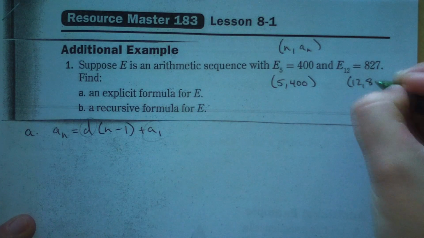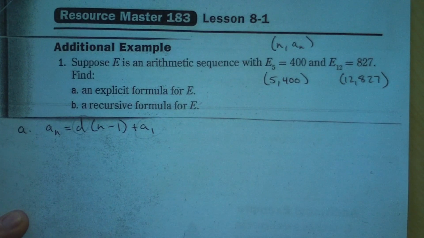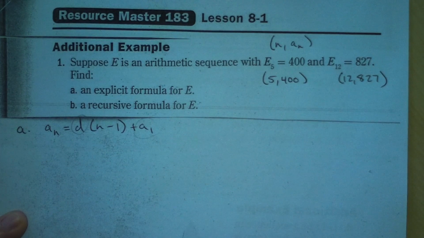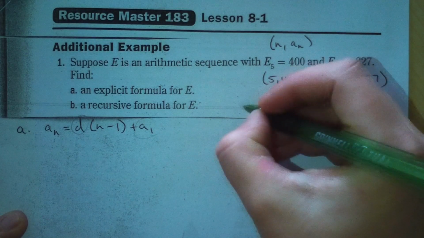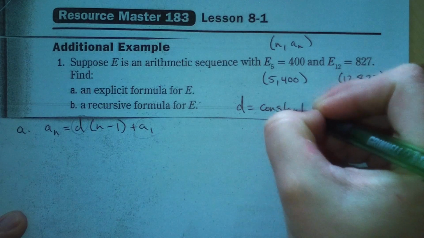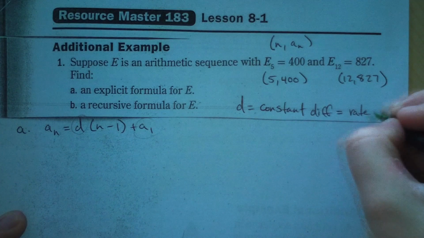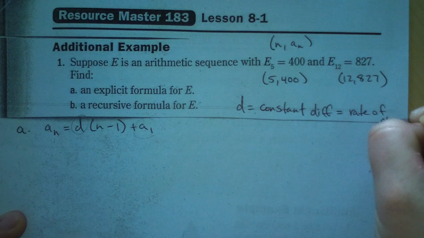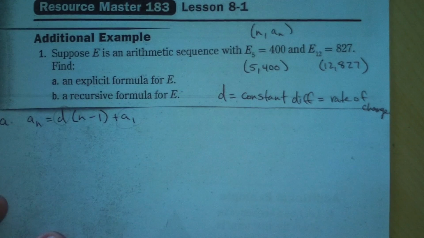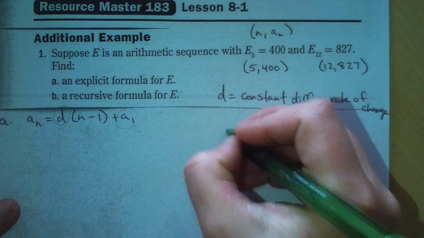So if I need to figure out what my D value is, I can just treat this like a slope and do y minus y. My y's on the top would be 827 minus 400 over, if I pick the 827 first, got to pick 12 first, minus 5. So 827 minus 400 is 427, and 12 minus 5 is 7. I think that actually divides out nicely. 427 divided by 7 is 61.